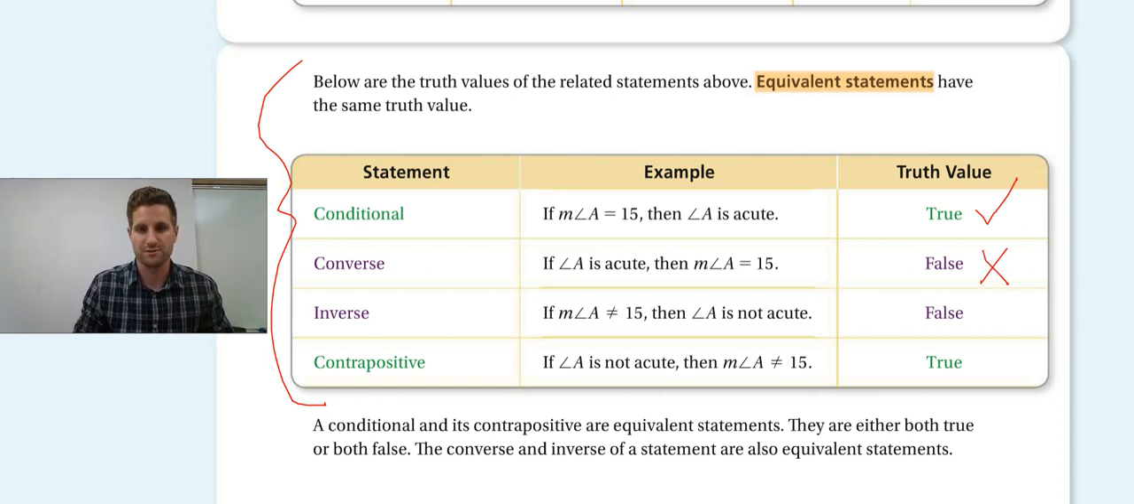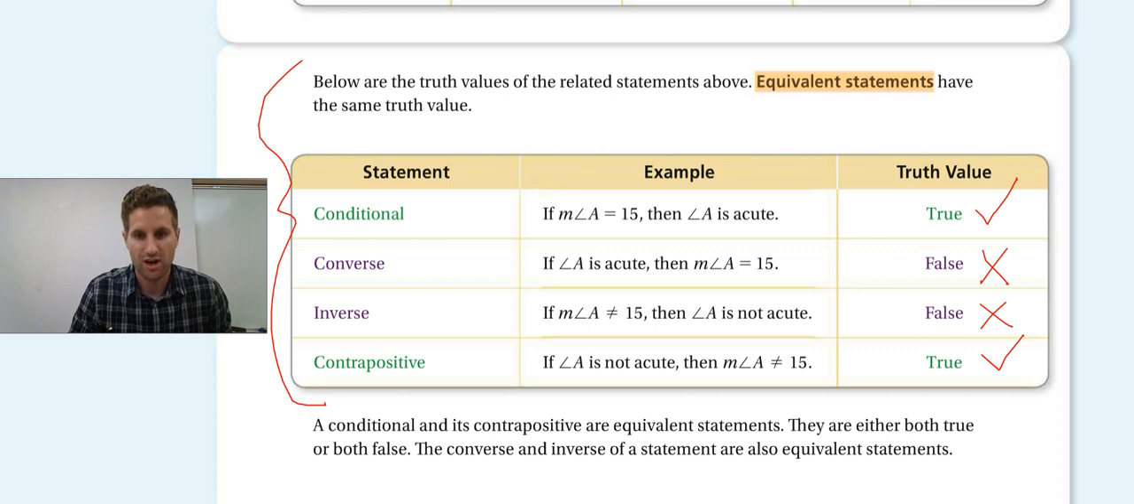Okay? Inverse. If A does not equal 15, then A is not acute. Well, that's also not true, because if you think about it, if A is not 15, A could be 14 degrees, which is acute. So that's not true. And then contrapositive. Okay, we flip it and negate. If A is non-acute, then A cannot equal 15. That's true, because if A is a 90 degree or an obtuse angle, then it has to be bigger than 90, which means it can't be 15, so that would be true.